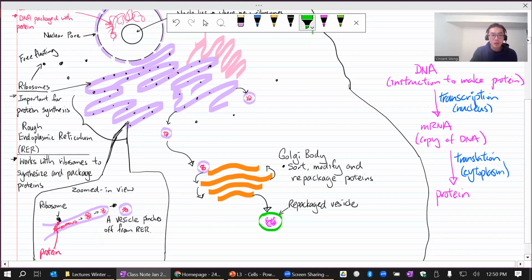Some of the ribosomes will be making proteins with the RER. Those ones will be packaged into a nice bubble, a nice vesicle, and the vesicle will get transported to the Golgi body. And then you're going to make some final changes, final adjustments to it. Okay?